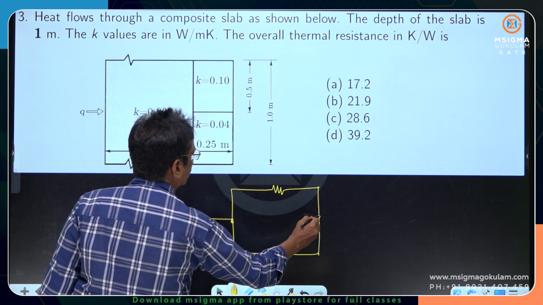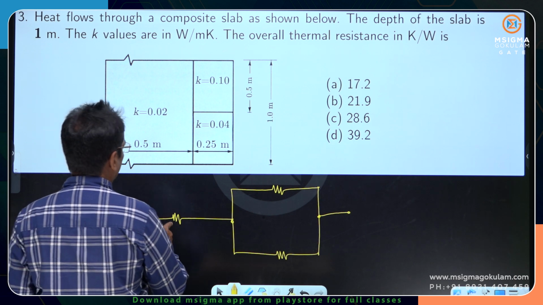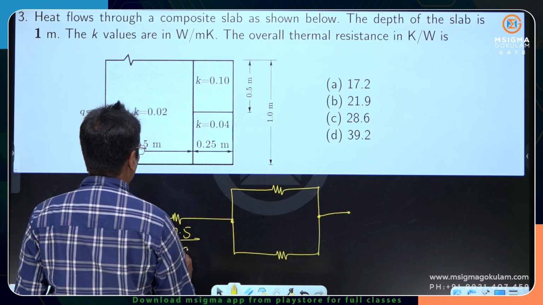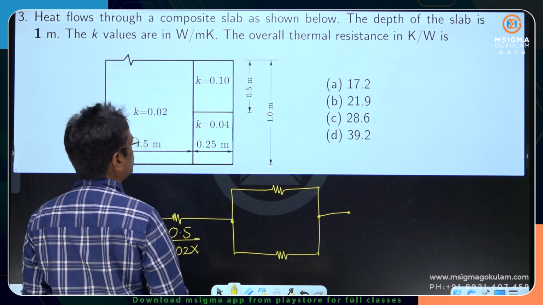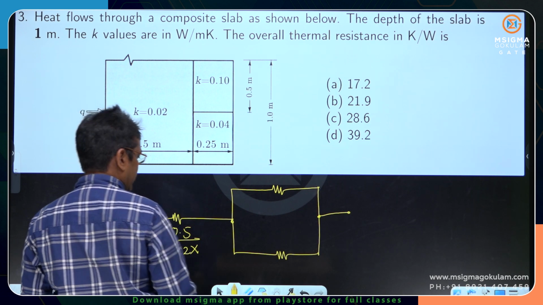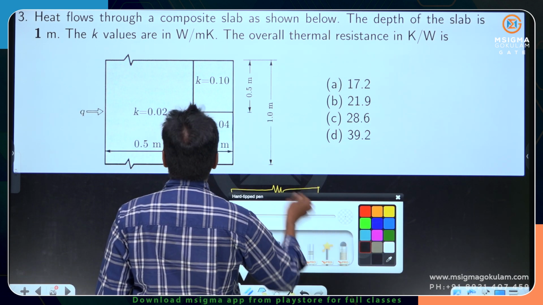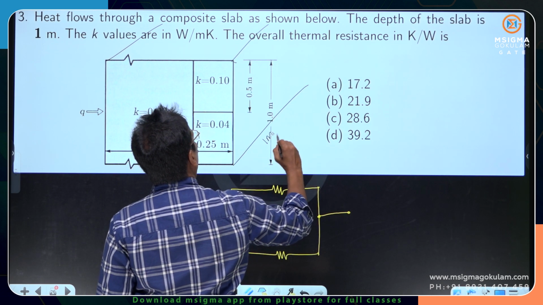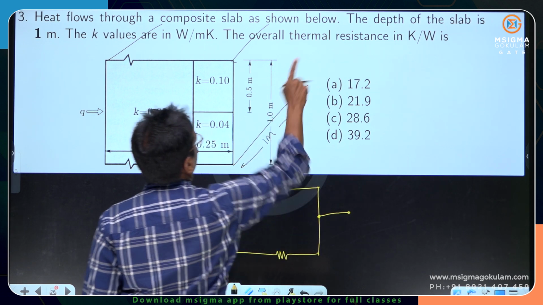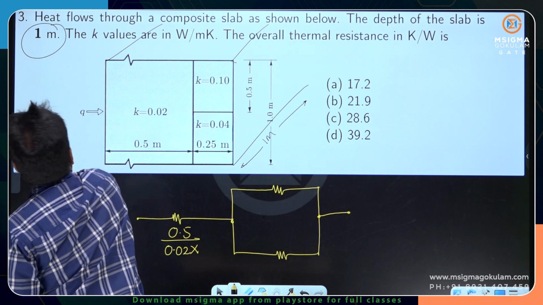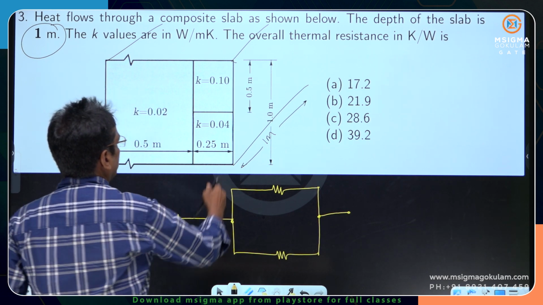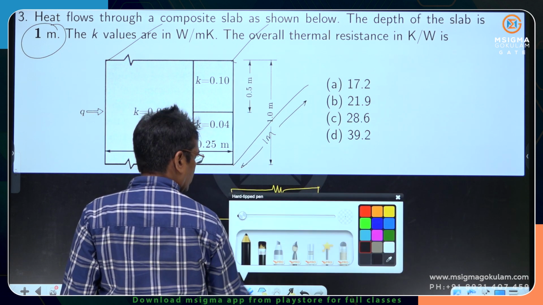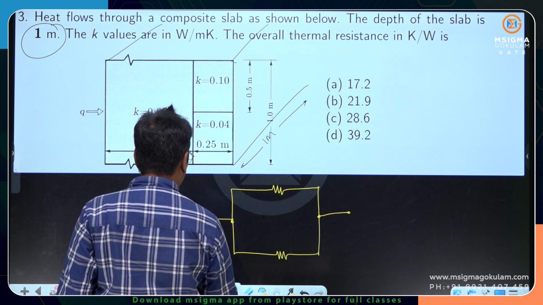This is the thermal circuit. This resistance will be B by Ka. What is the area? Area of the conduction is always the area perpendicular to the direction of the heat flow. He has clearly mentioned that this dimension perpendicular to the plane of the figure is 1. He has clearly mentioned the depth of the slab is 1 meter. So, what is the area? 1 into 1, that is area will be 1 into 1.